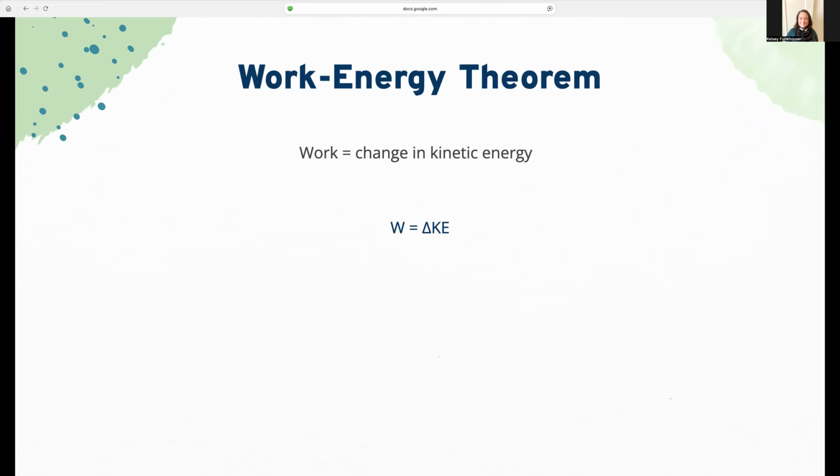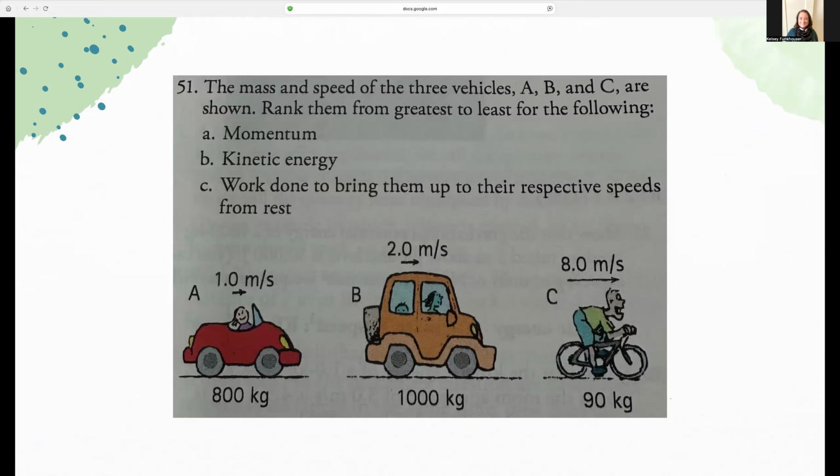We also learned about the work energy theorem, which says that the work is the change in kinetic energy. And so because of that, we can say that the force times the distance is equal to the change in kinetic energy. Okay, now that was real quick. So go back to the other lecture if you need more. So now we're gonna do some examples.